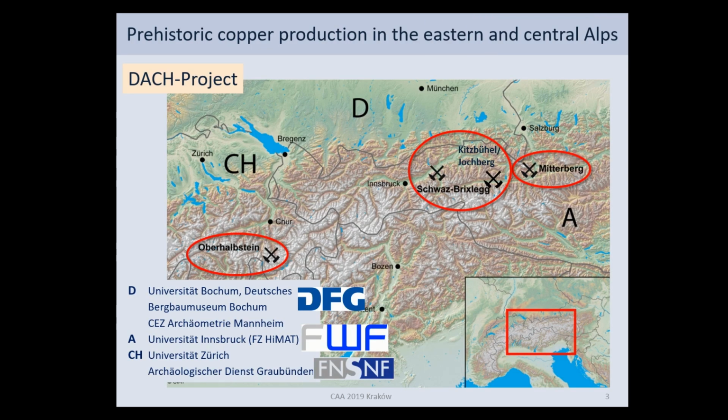The project has three areas. We have the area of the Mitterberg, which is researched by the German project part. We have the area of Schwarzbrixleck in the Lower Inn Valley and Kitzbühel, which is researched by the University of Innsbruck. And we have the Oberhalbstein, which is researched at the University of Zurich. This is all located in Austria and Switzerland.